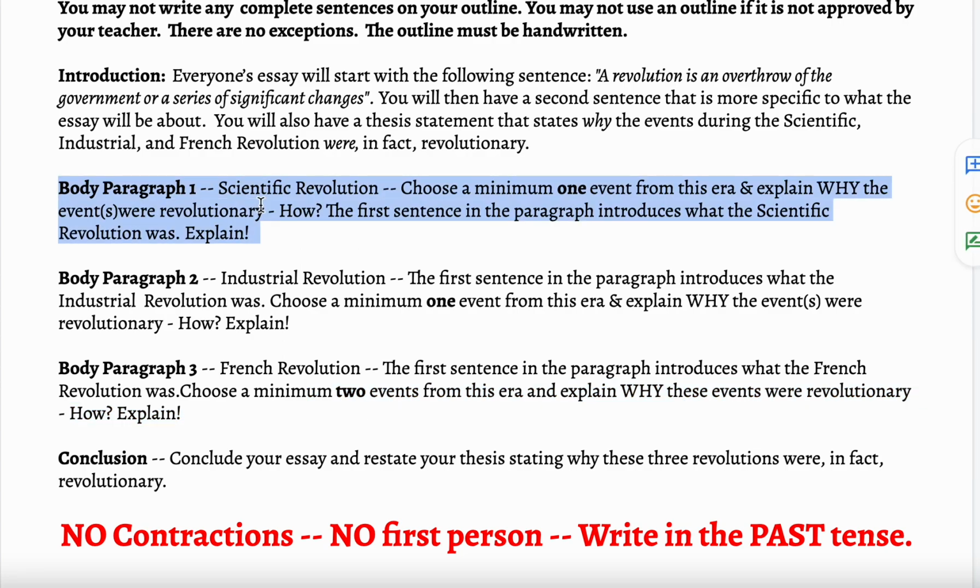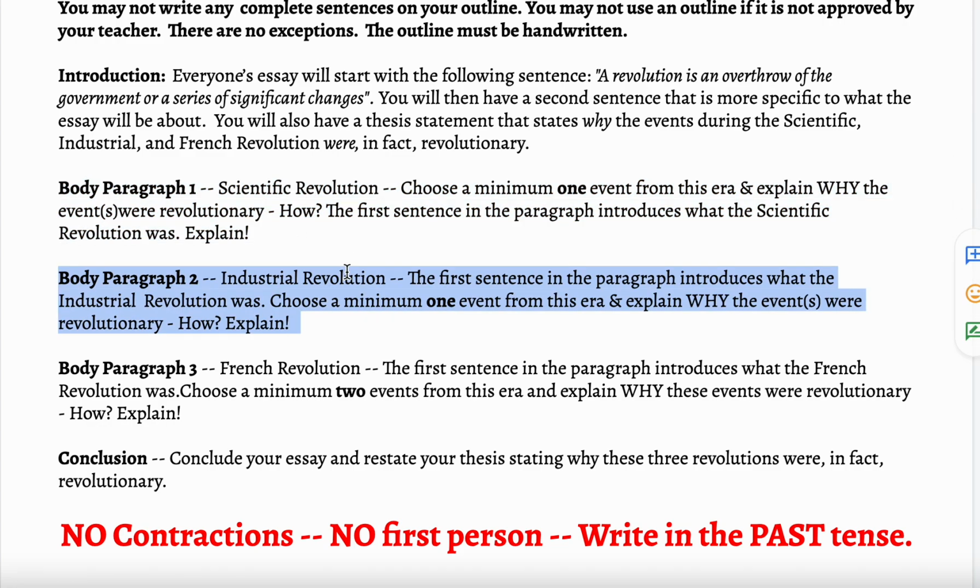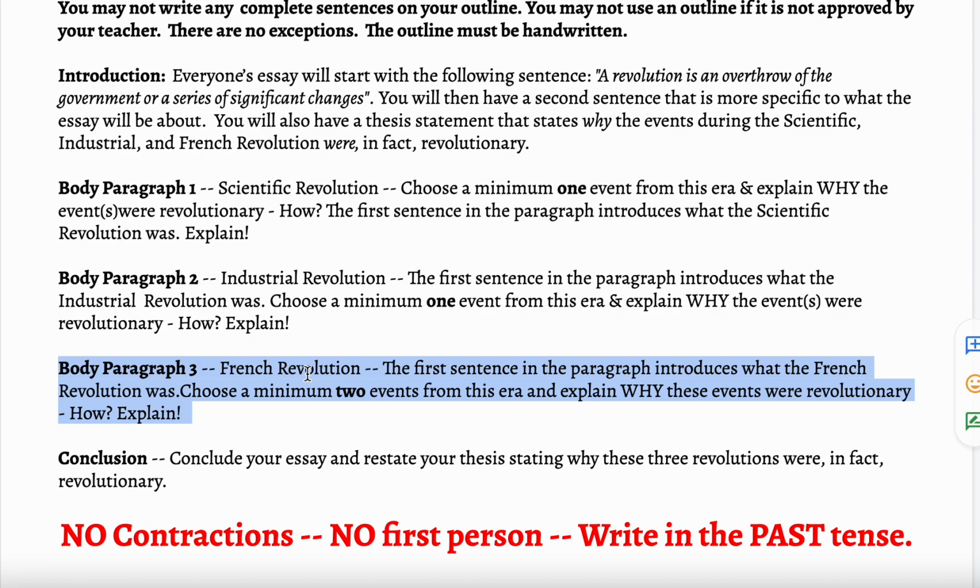Obviously, the scientific revolution does not overthrow government, but it challenges the church. That's revolutionary. The Industrial Revolution doesn't overthrow the government, but it was a series of significant changes that changed the way people did work and changed the way things are manufactured. The French Revolution obviously overthrows government.